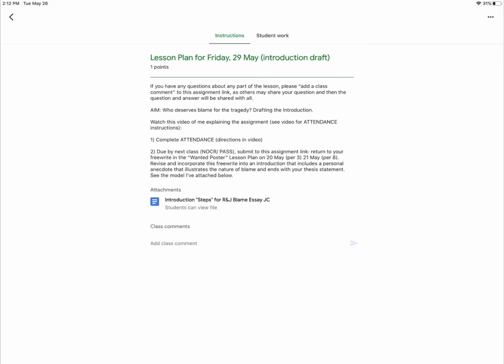Let me open up the steps for the introduction and then I can talk you through it. In order to write this, you're going to use the definition of blameworthiness or blameworthy action that you already drafted as a free write on, well, it would have been May 20th if you're in period 3 or May 21st if you're in period 8. So if you go back to that lesson plan from May 20th or May 21st, you'll find the free write that you wrote on what it means to be blameworthy. That's going to be the basis of your introduction. You're going to build that free write out into a full introduction.